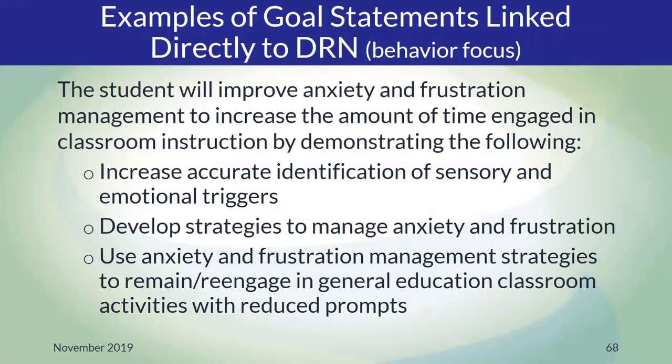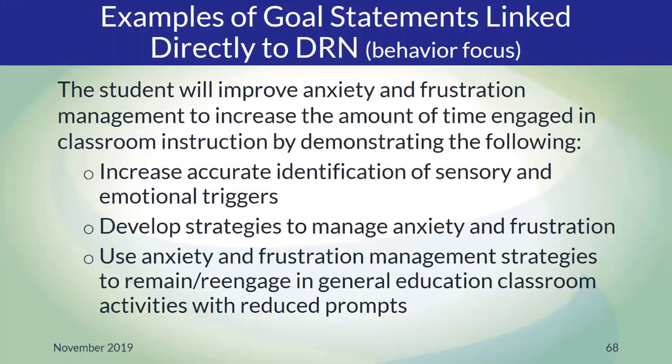Here's an example of a goal statement for this same student in the previous example. This goal statement only identifies the target behavior to improve anxiety and frustration management strategies and the related objectives. It is not a complete goal because it does not include a baseline or level of attainment data. That will come later. First, we need to make sure we have a target behavior or skills that directly relates to the disability-related need and that can be measured.